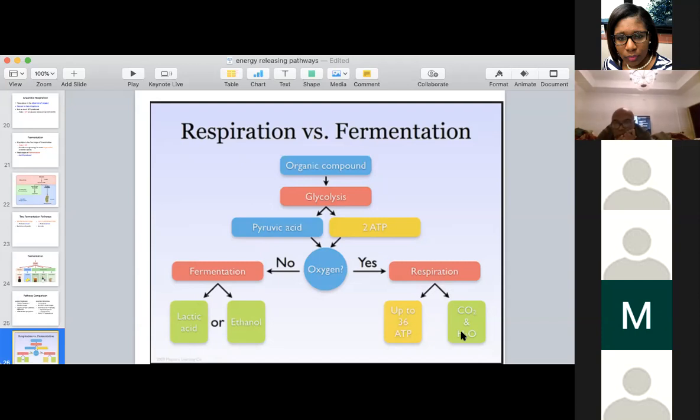We're going to stop right here today. What questions do we have about this?